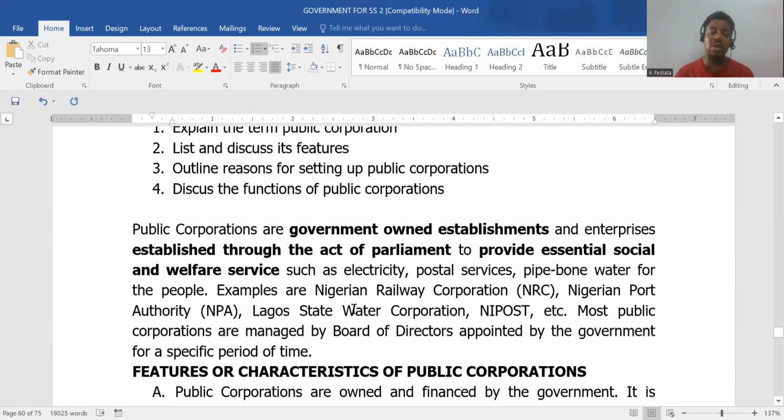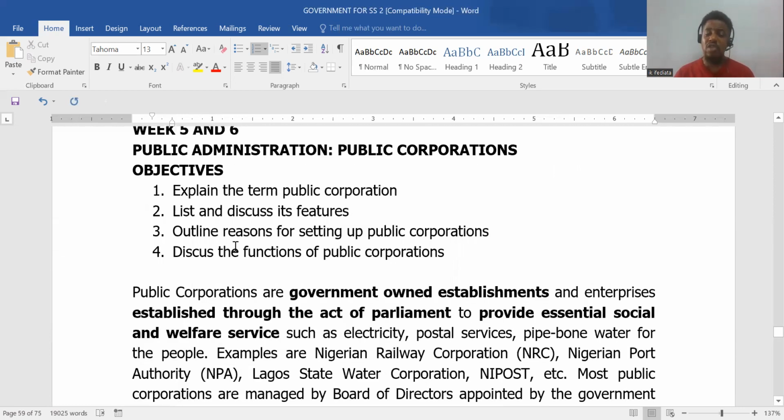So we looked at the meaning of public corporation, their features, reasons for setting them up, and we discussed some of their functions.